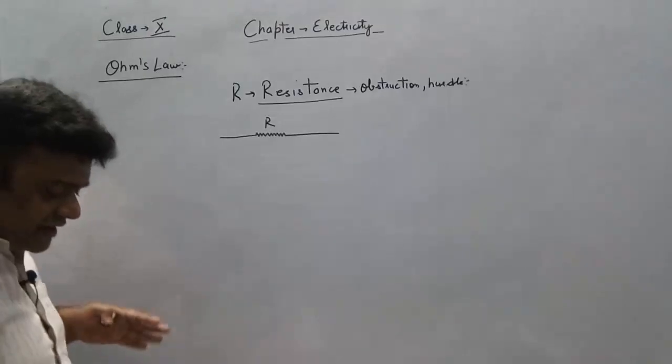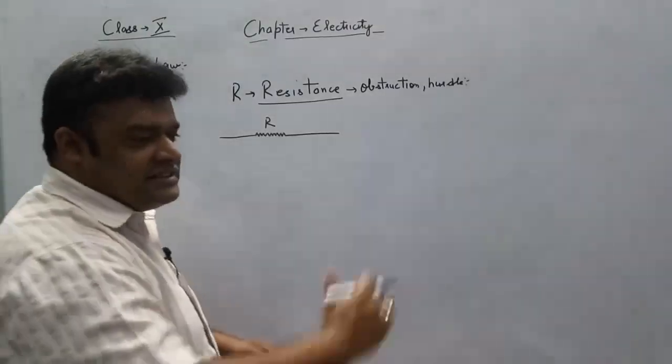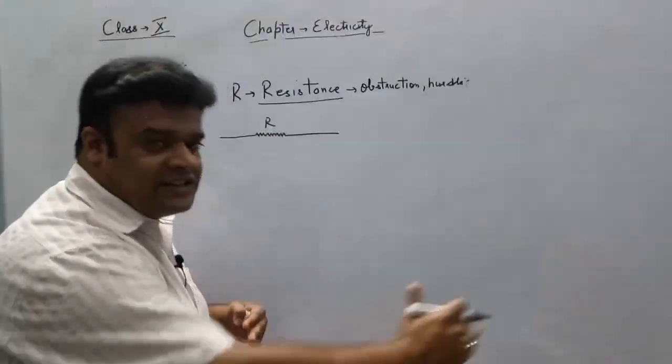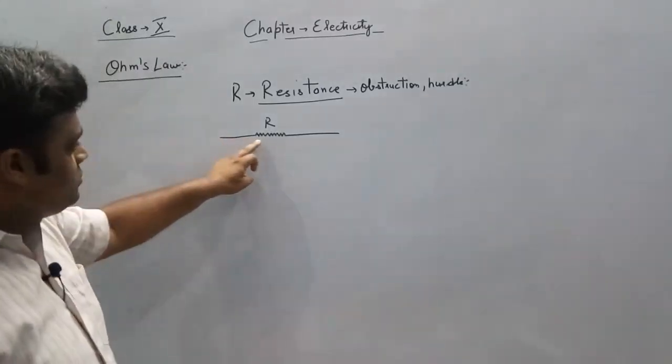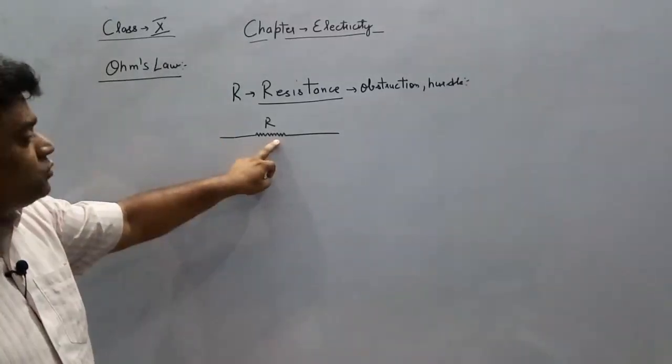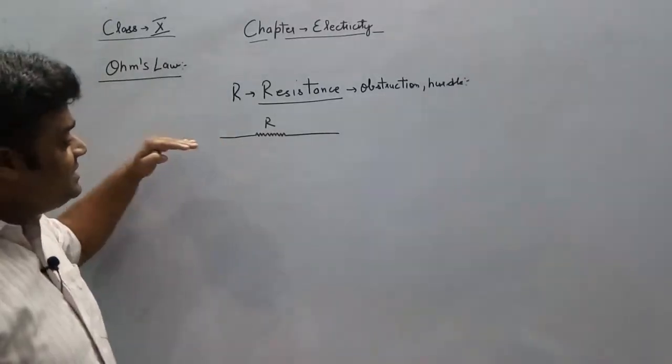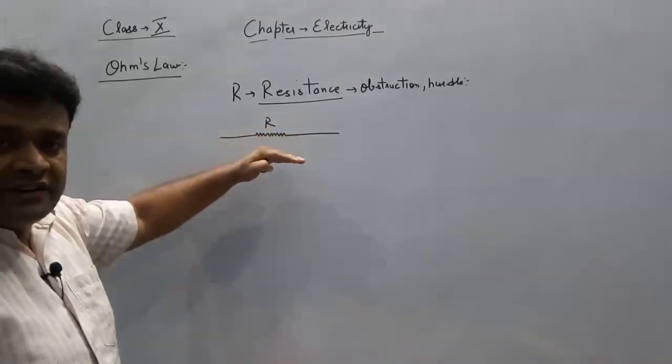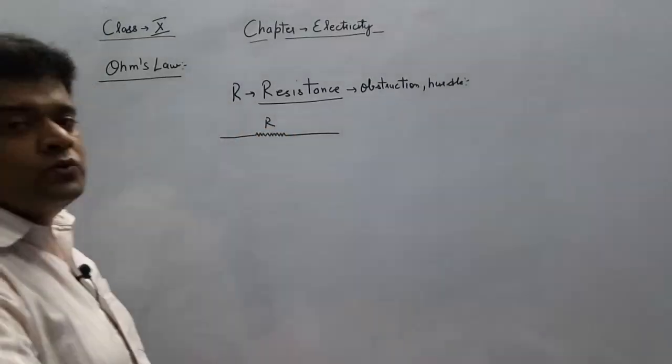Just see, we are going in a straight line and suddenly a zigzag path comes. Our speed will slow down. Therefore, resistance is also represented in a similar manner through a zigzag line, which represents that whenever resistance is offered, current will get reduced in the circuit.